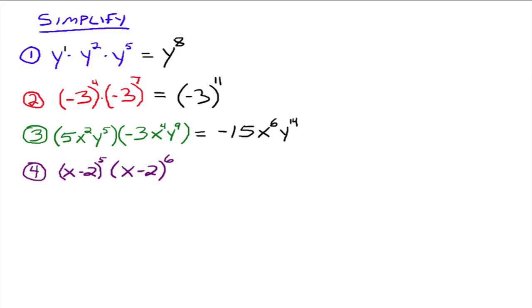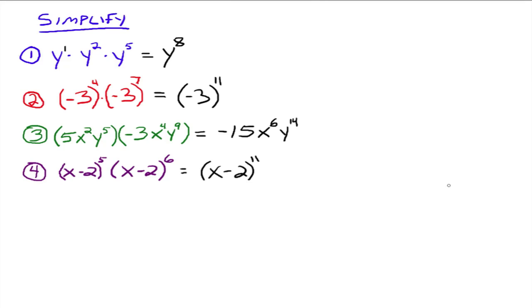All right, and then now I've changed it up a little bit. So the bases don't just have to be these one-term things that I have in the previous examples. Down here, x minus 2 is the entire base for this 5, because we have these parentheses around the x minus 2. So x minus 2 here is the base for the 6. So we're multiplying these two things together, and we see that x minus 2 is the base for both of them. So we keep the base the same, x minus 2, and then add up the exponents. So 5 plus 6 is 11. All right, so this goes to x minus 2 raised to the 11th power.